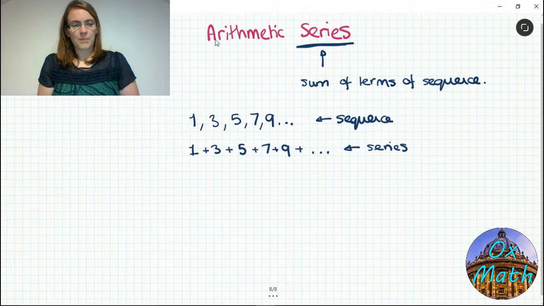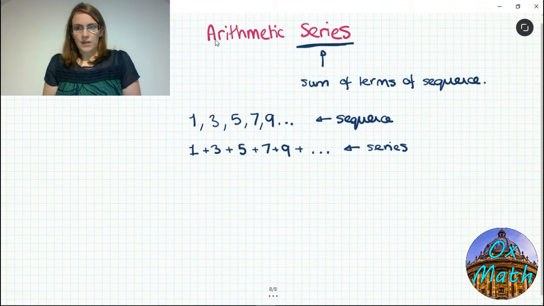So when we are talking about an arithmetic series, we are talking about the sum of all the terms of an arithmetic sequence. So a series is often written out as a sum of lots of different numbers, but if you actually know all of the terms, it gives you a single answer. It's the sum of all those terms rather than a list of numbers, which is what a sequence is. So let's have a look at that in terms of our arithmetic series.